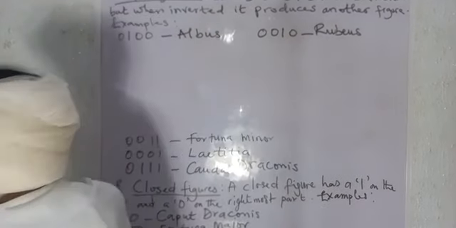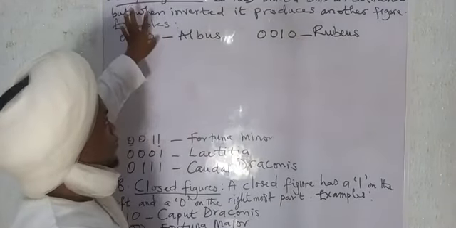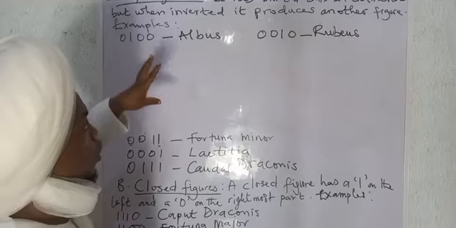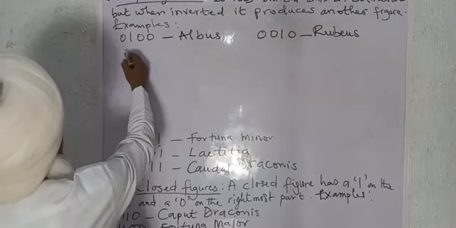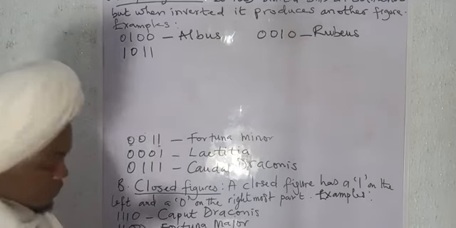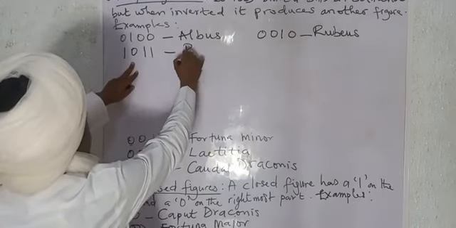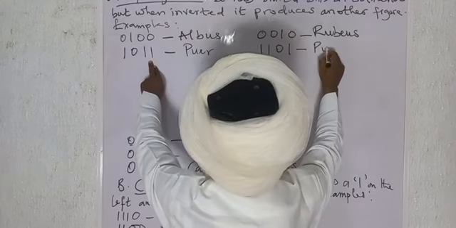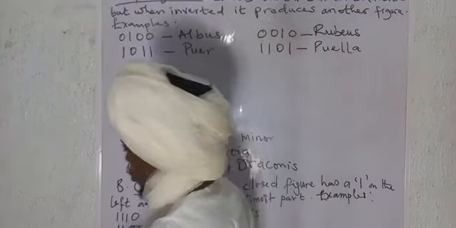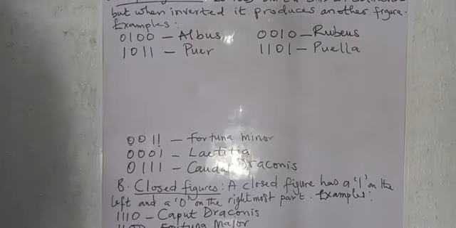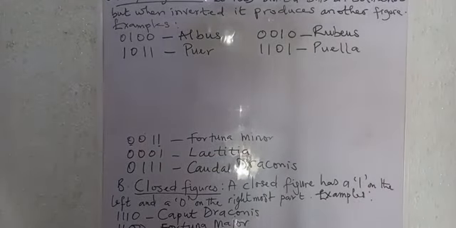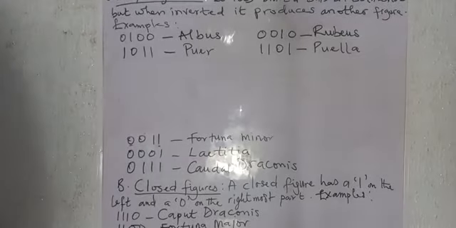So two conditions must be met to make a figure a flip figure. One is similar bits on both ends. Second is it must produce another figure when inverted. Another example is 1011. This is called Puer. Now when inverted, it will produce 1101. It produces Puella, another figure entirely. So making four of them, they are just four.